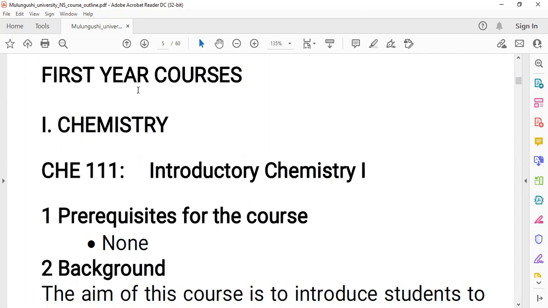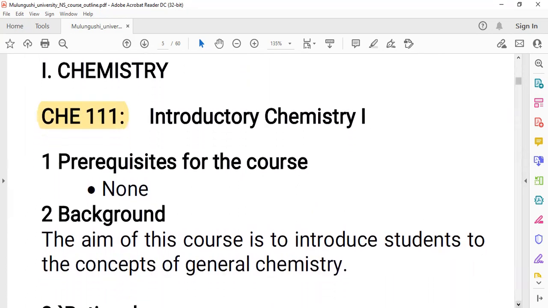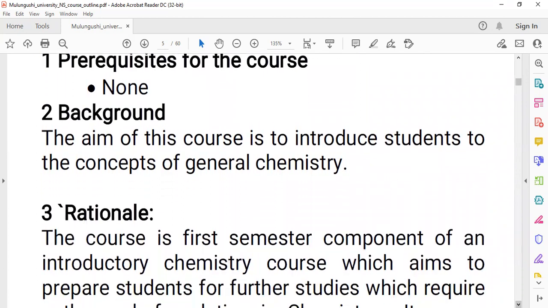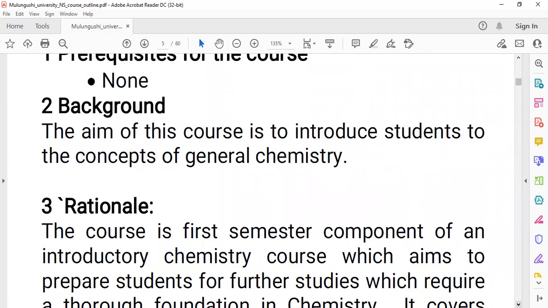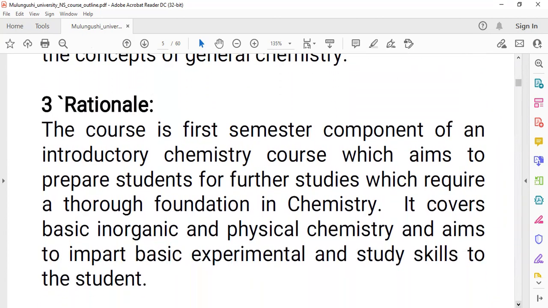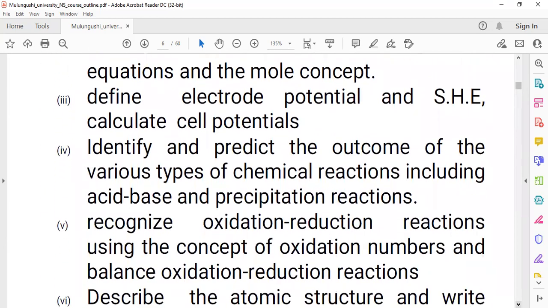Chemistry 111. This is the code for the subject, and it's called introduction to chemistry 1. What are the prerequisites for this course? For Mulungushi University, there are no prerequisites. As for the background, this course is aimed to introduce students to the concepts of general chemistry. It has a rationale. So let's go to the course outline.